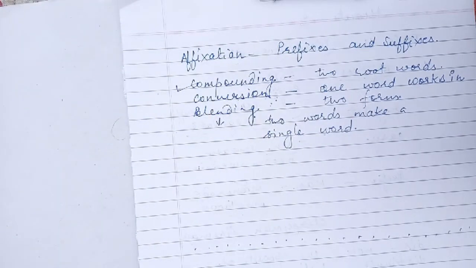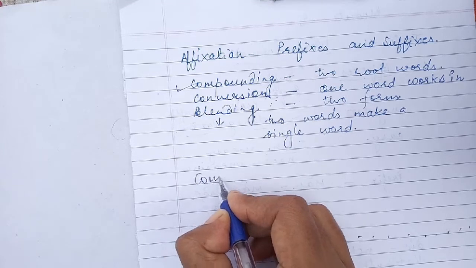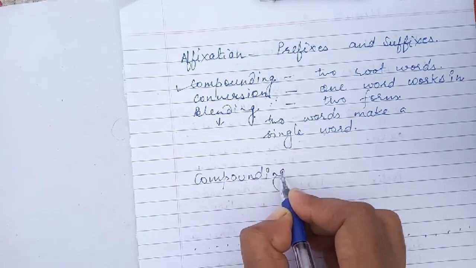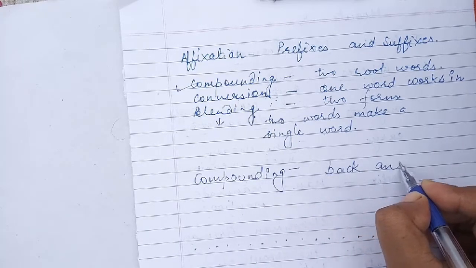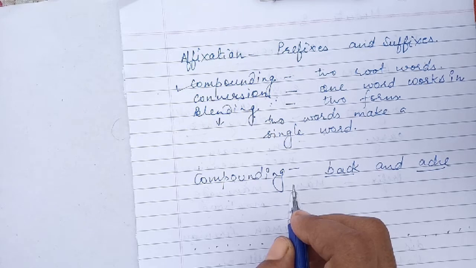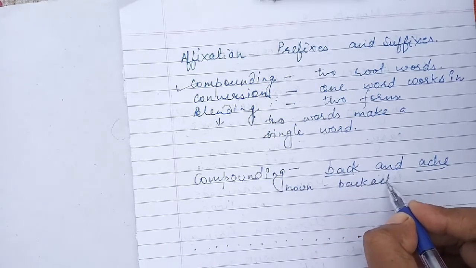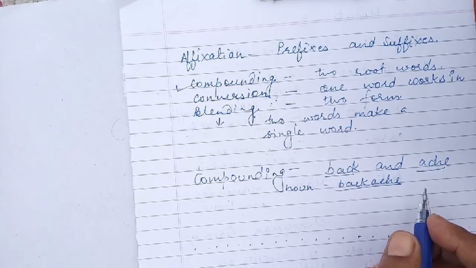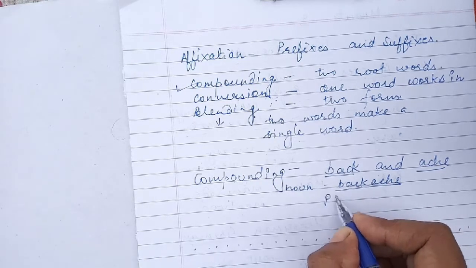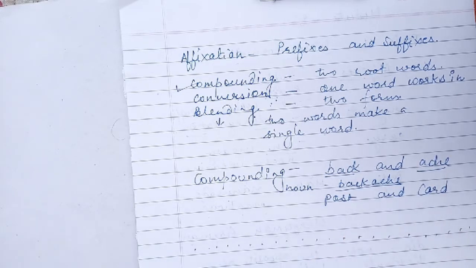Yes, so we will start from compounding. When we use compounding, we link together two or more bases to create a new word. Normally, the first item identifies a key feature of the second word. For example, back and ache. These words combine to form the compound noun backache. This is a noun, backache. And the two bases post and card combine to form the compound noun postcard.